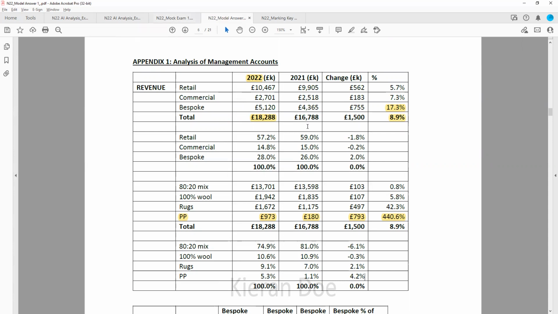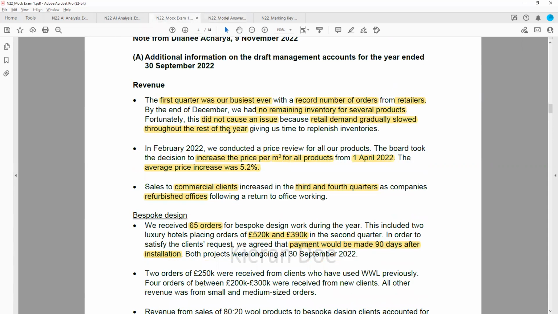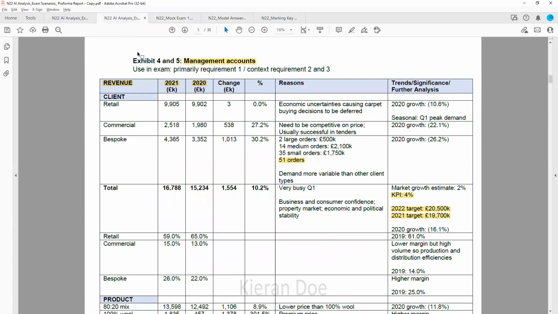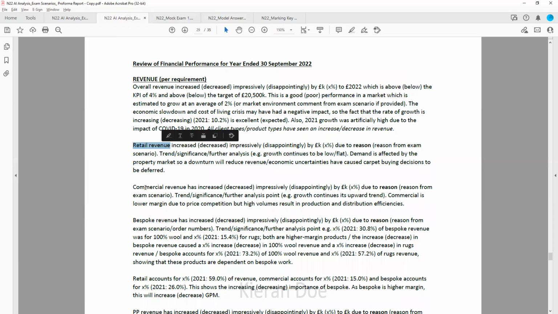So of course, we've got our numbers here from the appendix. We've got our reasons from the exam paper. We know how we're going to lay this out. We're going to take it one client type at a time: number, reason. So we're going to give the number first of all. Then we're going to give the reason. And then we're going to give some further insight point.